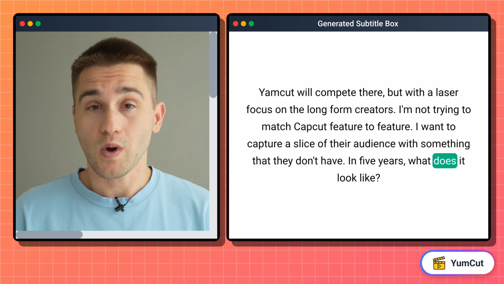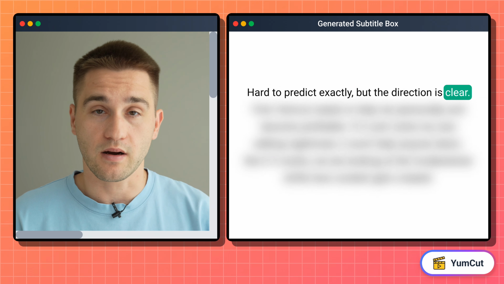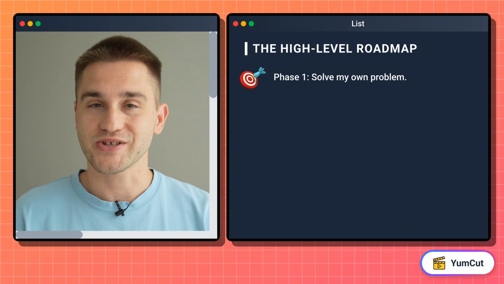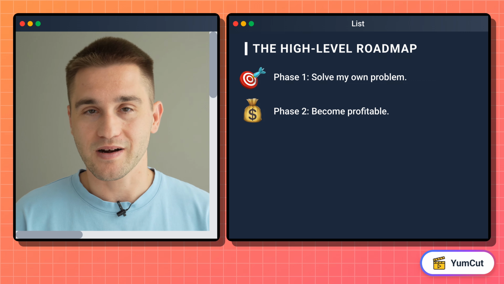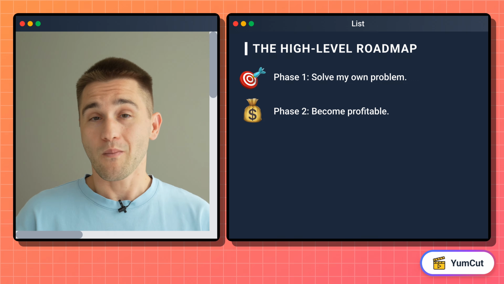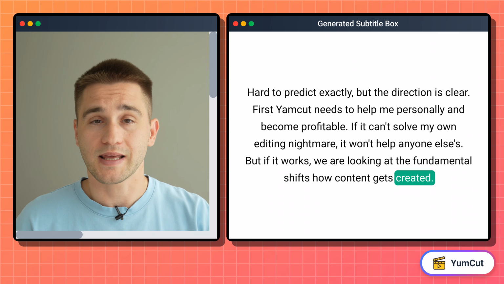In 5 years, what does it look like? Hard to predict exactly, but the direction is clear. First, YumCut needs to help me personally and become profitable. If it can't solve my own editing nightmare, it won't help anyone else's. But if it works, we are looking at a fundamental shift in how content gets created.